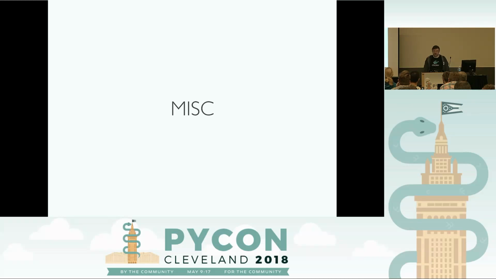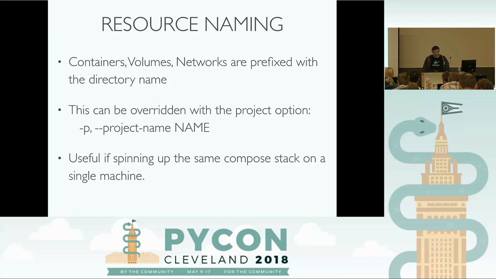There are a few miscellaneous things that are worth mentioning about Docker Compose. One, when you spin up a Docker Compose application, all of the resources that are generated are prefixed with the name of the directory that you're currently in. So the containers and the volumes and the networks will have a prefix of your current directory. This helps prevent the names of your containers from colliding with other Docker Compose applications that you might have running on the same machine. So this is a way you can have multiple Docker Compose applications.